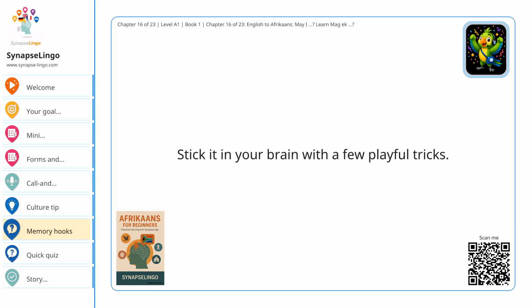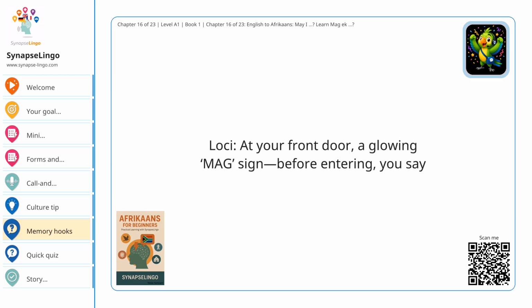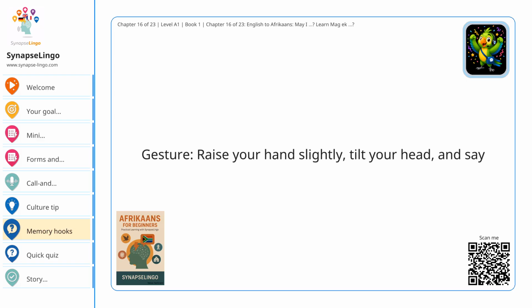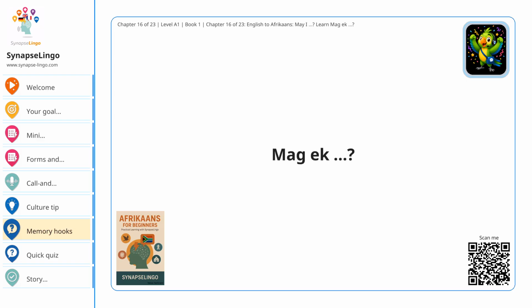Memory hooks. Stick it in your brain with a few playful tricks. Mnemonic. Mag sounds like may. Mag ek? Equals may I. Rhyme. Need to ask, don't be vague, start with Mag ek? Then you're not a drag. Loci. At your front door, a glowing mag sign. Before entering, you say Mag ek? Gesture. Raise your hand slightly, tilt your head, and say Mag ek? Metaphor. Mag ek? Is the velvet key that opens any door. Ding.